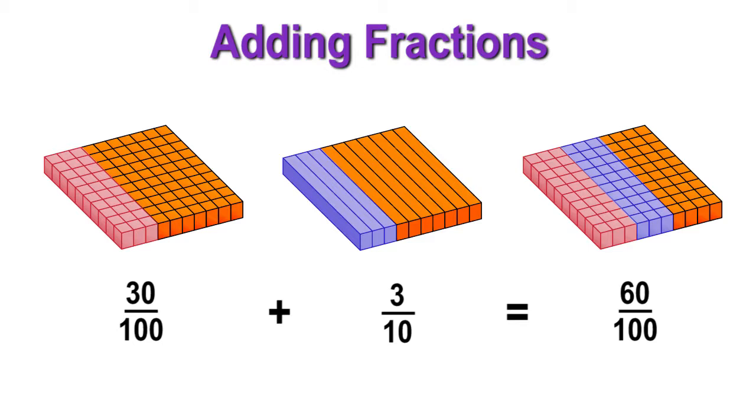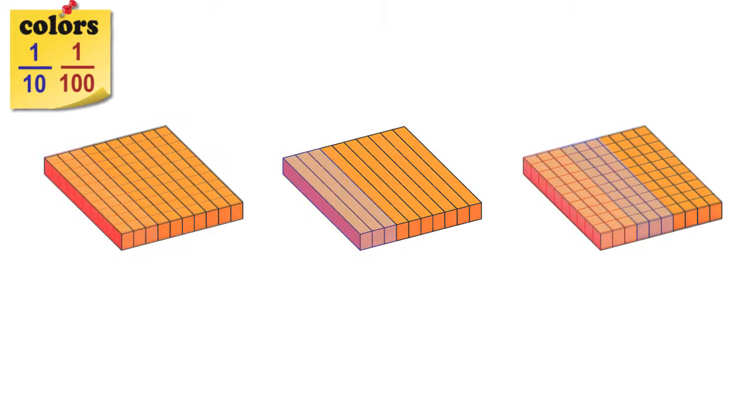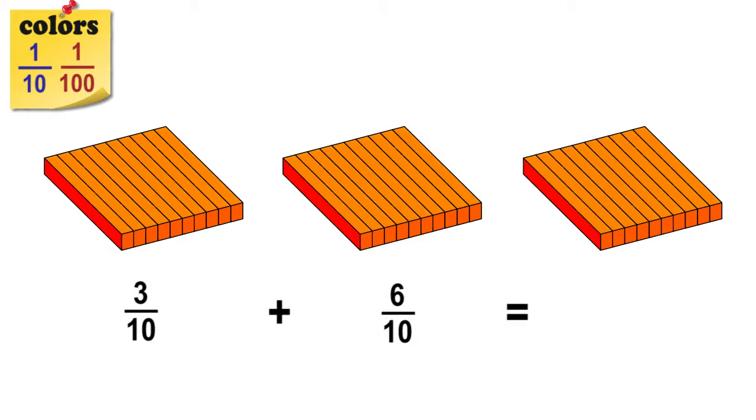For this lesson, we will use specific colors to identify tenths and hundredths. We will shade tenths in blue and hundredths in red. Let's begin by adding 3 tenths and 6 tenths. We can model 3 tenths as 3 shaded columns. 6 tenths can be modeled as 6 shaded columns. Notice that both representations are shaded in blue, since both addends are a number of tenths.